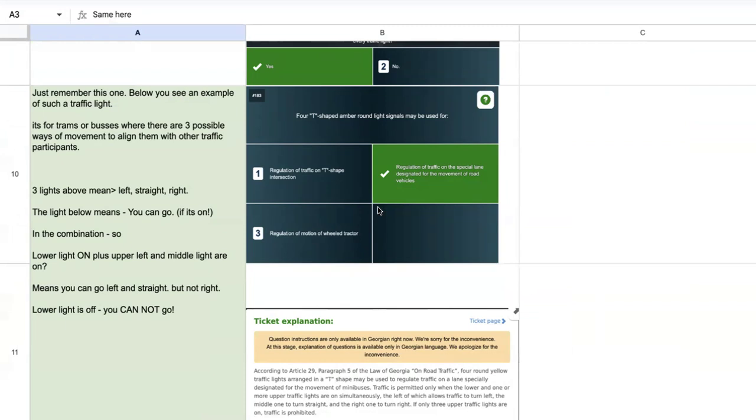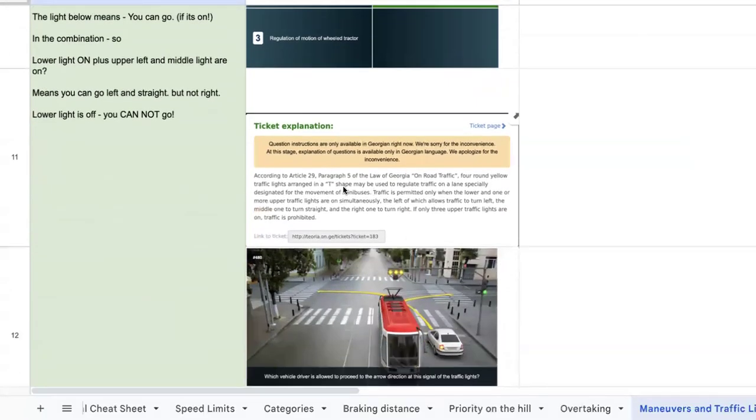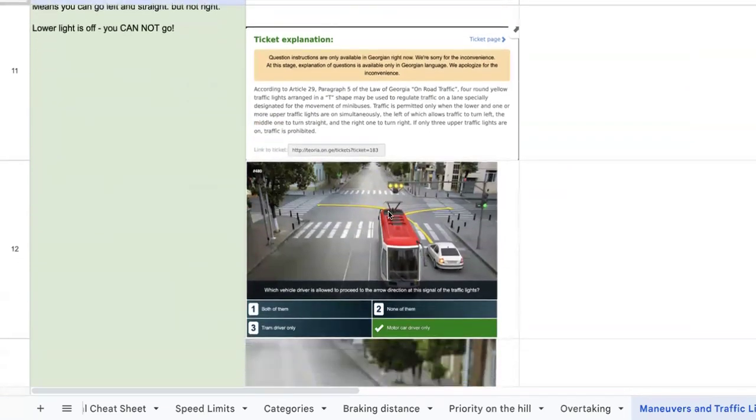Four T-shaped amber round light signals may be used for regulation of traffic on the specific lane designated for the movement of road vehicles. So, for example, it's a road for public buses that goes in a different direction than the other cars, so it has different rules. Three lights above mean left, straight, and right. The light below means you can go. So the combination means you can pass. Here you can read it, but it's basically what I explained to you.